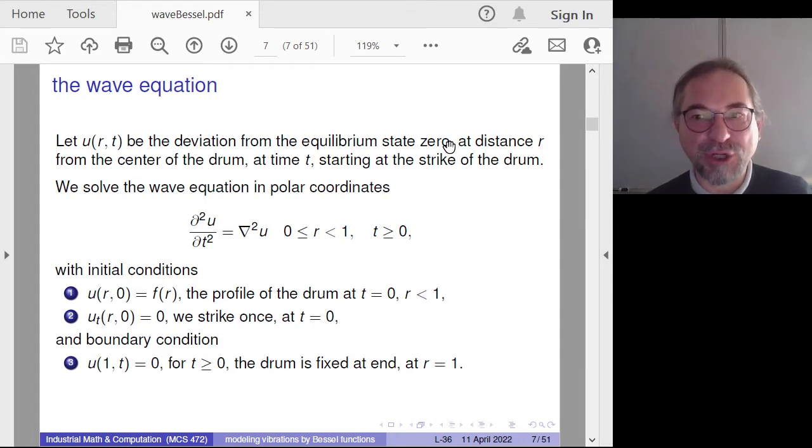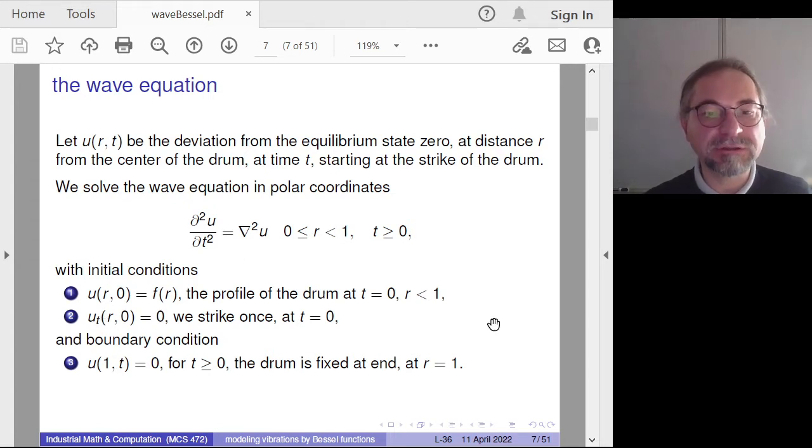So you see the Laplacian is very convenient now. It's still the same equation, and it's only here that we specify that r is between 0 and 1. We also don't have a wave speed, so everything is with idealized numbers. So the radius of the drum is 1.